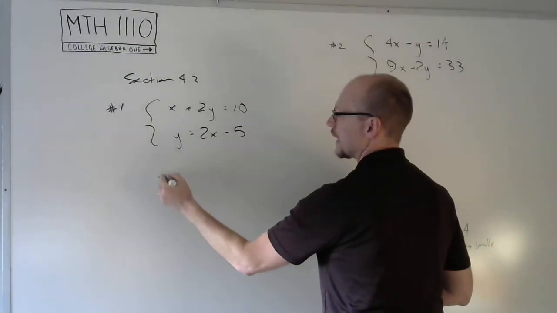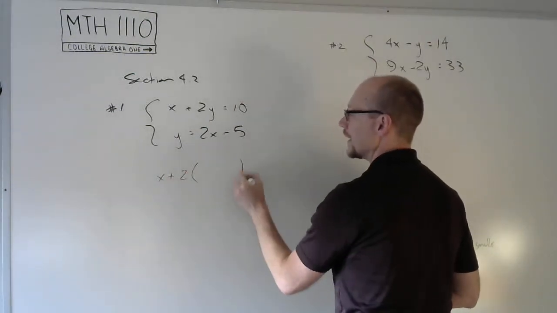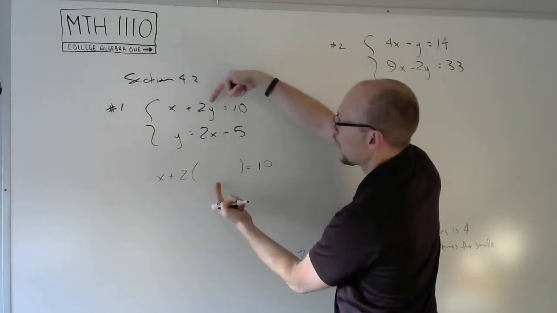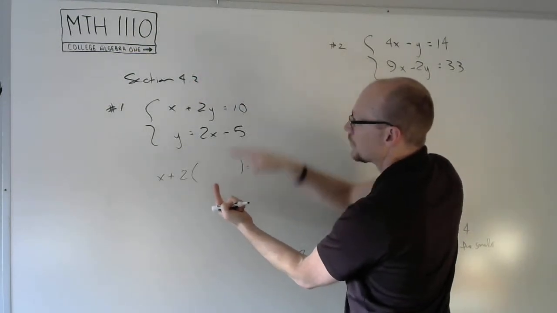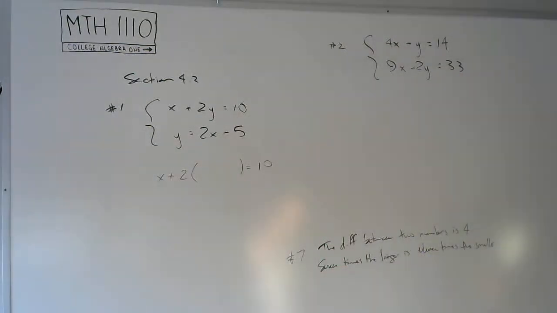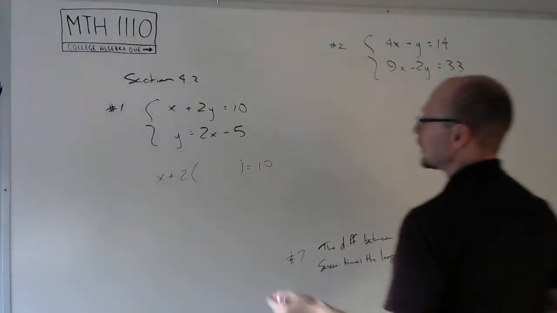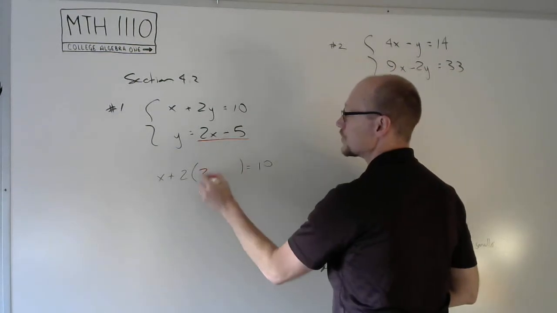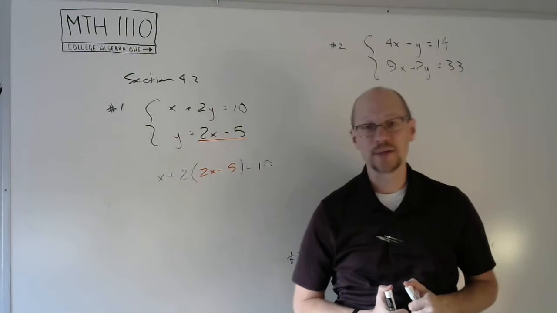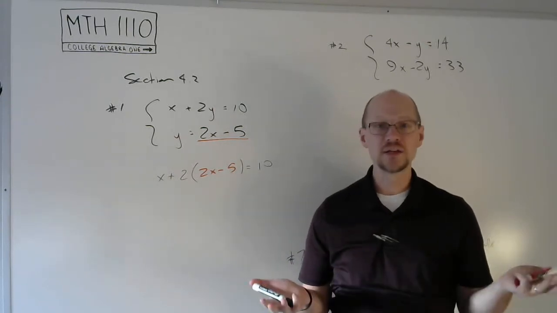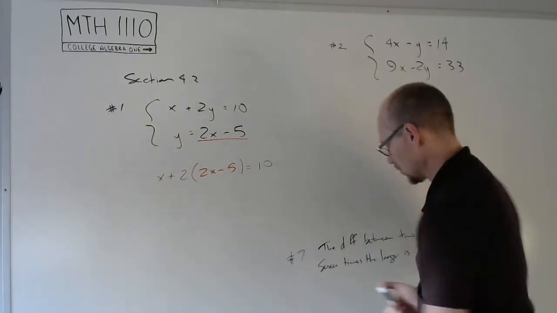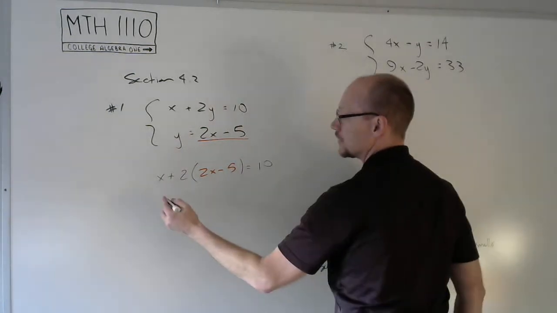So instead of x plus 2y equals 10, I'm going to write what y equals. And we know from the other equation that y equals 2x minus 5. Now you'll notice that I've got an equation just like chapter 2, where it's a single equation, a single equal sign, one variable. And I can solve that. We can do that pretty readily.